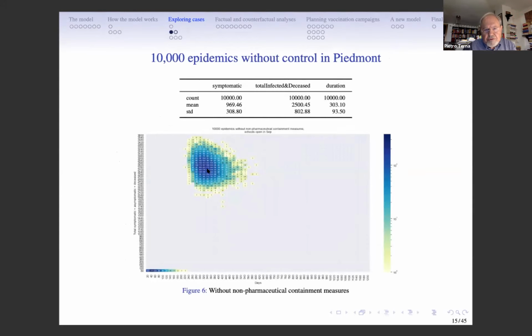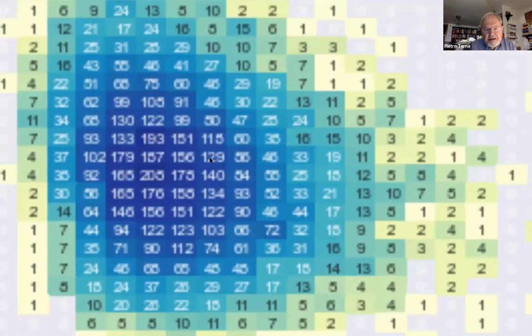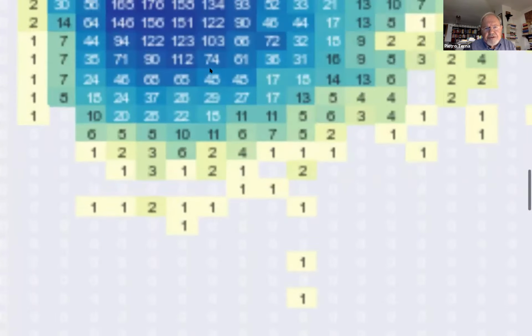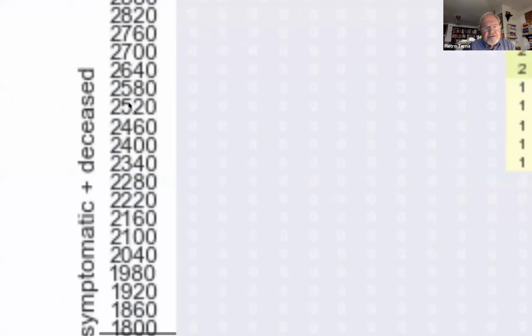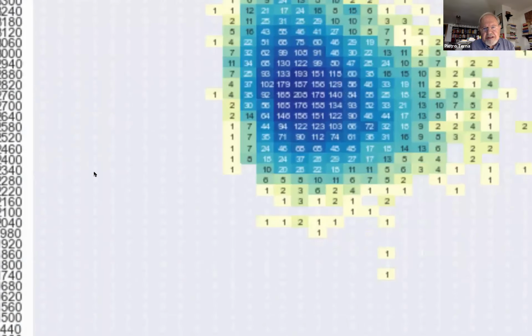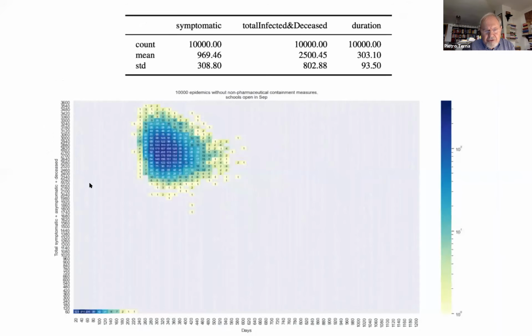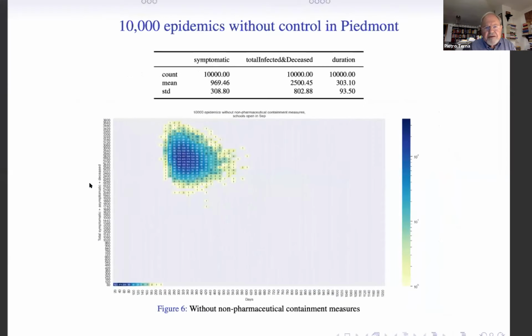And if we look at this square as an example, this one with 74 events, 74 epidemics with this duration, 360 days, and, I go to the y-axis, this number of diseased, asymptomatic or symptomatic people. In this case, without any kind of non-pharmaceutical control measures, we have a heavy cloud of terrible events, sure, also with group immunity, but very, very costly in terms of infected people and of diseased ones.